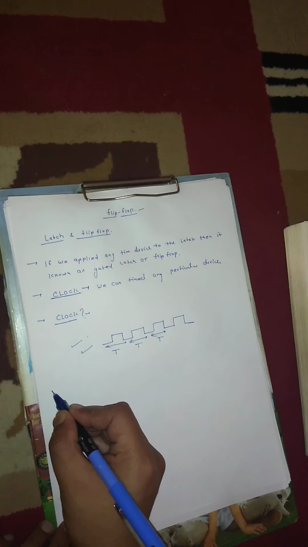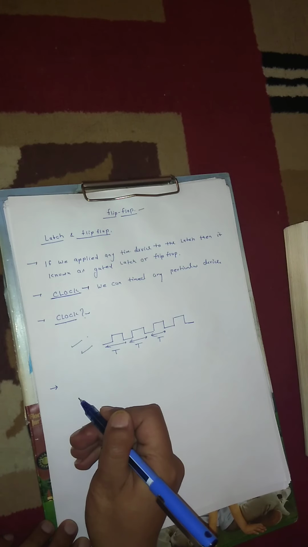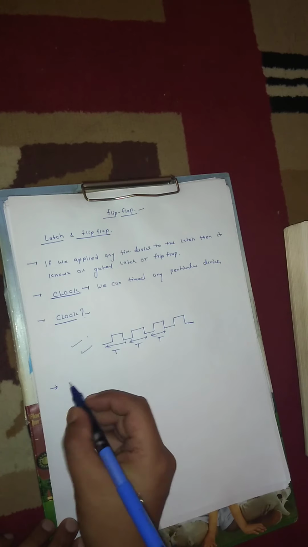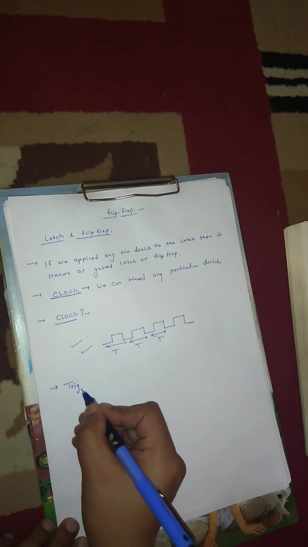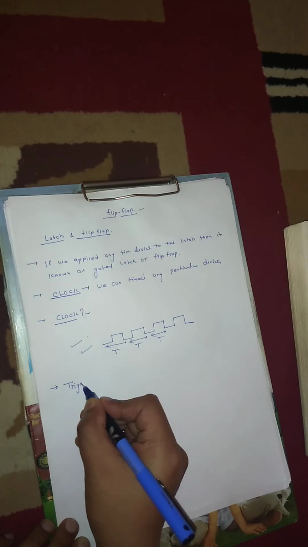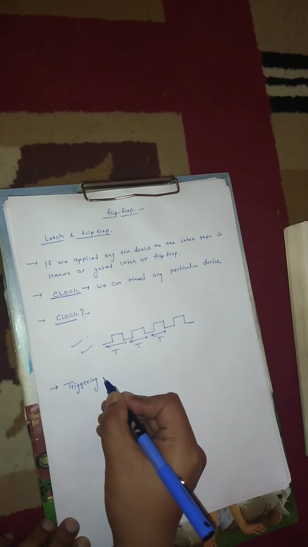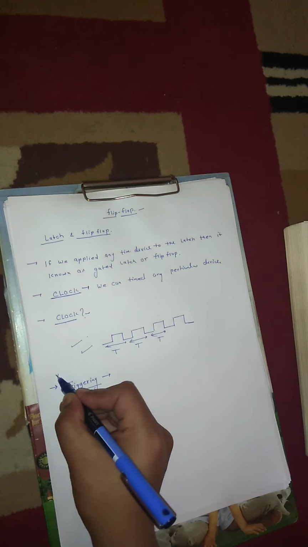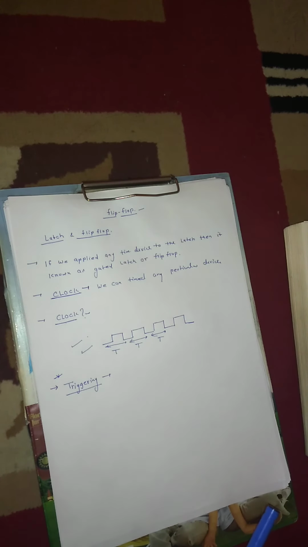Now the next thing about flip-flop: there is a process, or a technique, used to enable or disable or to control a particular sequential circuit like a flip-flop, which is known as triggering. This is the most important technique or process used in the flip-flop sequential circuit.